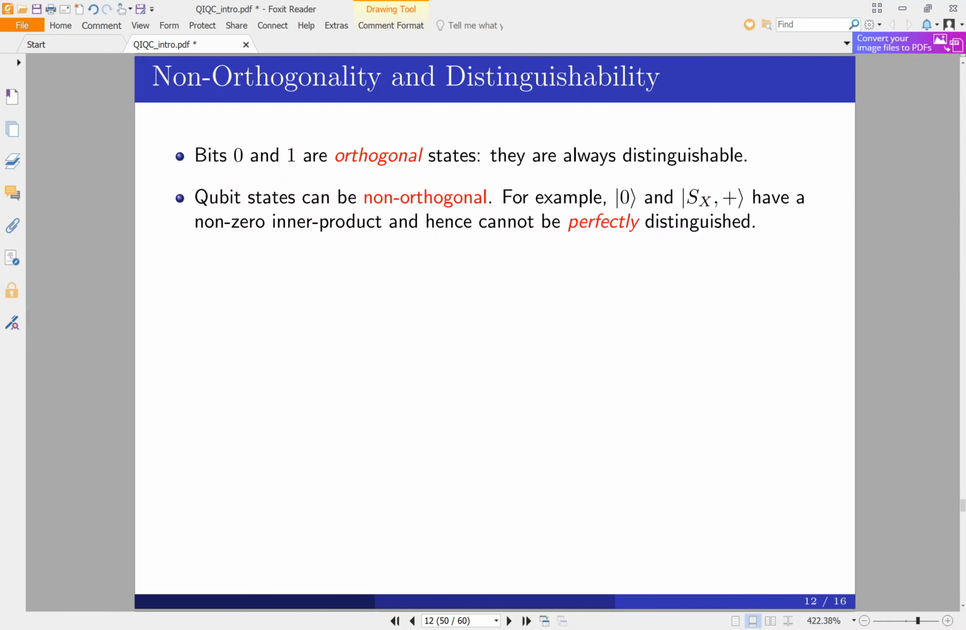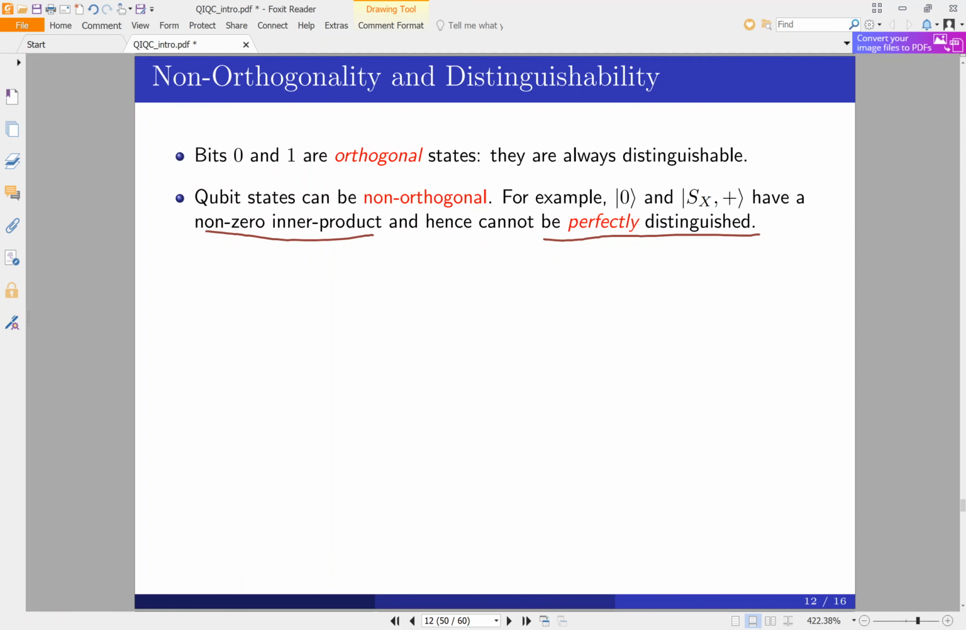Similarly, 0 and Sx minus are not orthogonal. Their inner product is again a 1 over square root 2. Ket 1 and ket Sx plus are not orthogonal. Ket 1 and ket Sx minus are not orthogonal. So you have now a set of 4 states where across bases they are no longer orthogonal, they have a non-zero inner product, and because of this they cannot be perfectly distinguished.